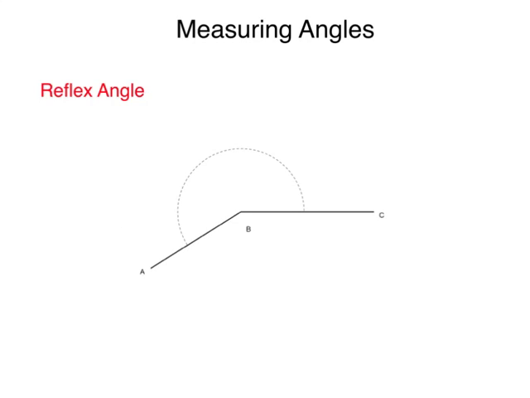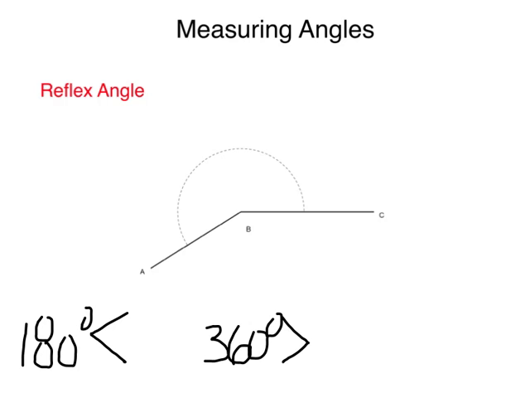Well, if you thought I was finished, there's one more angle, and this one is for grade 6s only. This is called a reflex angle. Now, a reflex angle, it goes all the way around. You have to keep in mind that to go all the way around, you go 360 degrees. So this angle is more than 180 degrees, but it's less than 360 degrees. So these are rather large angles.